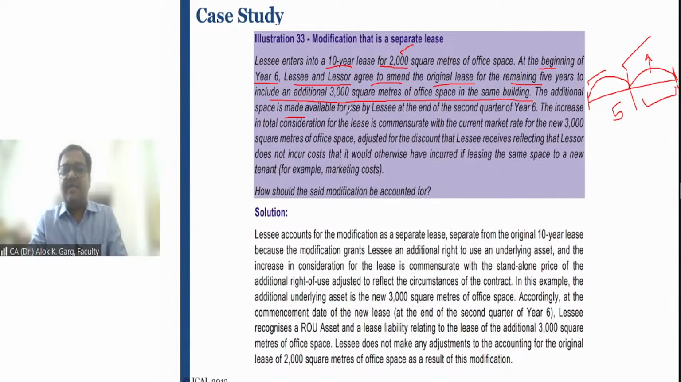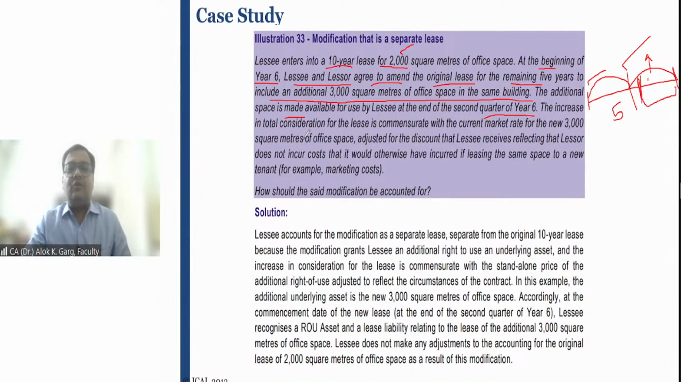The additional space is made available for use by the lessee at the end of the second quarter of year 6. So this space becomes available to the lessee at this point of time, which is after 5.5 years, which means the remaining period is 4.5 years. In the first 5.5 years, the total space is 2,000 square meter. In the remaining 4.5 years, the space is 5,000 square meter.